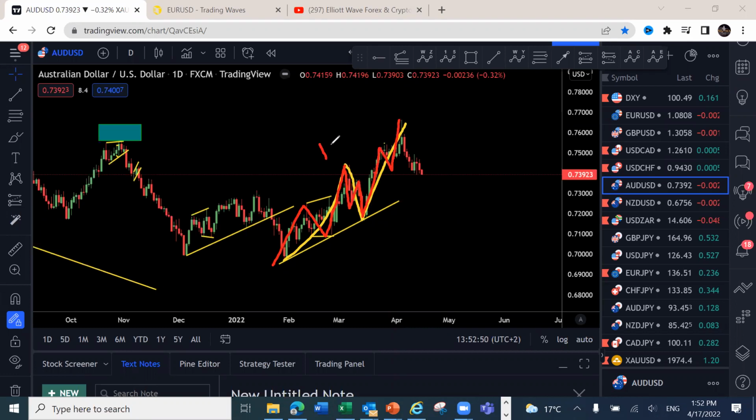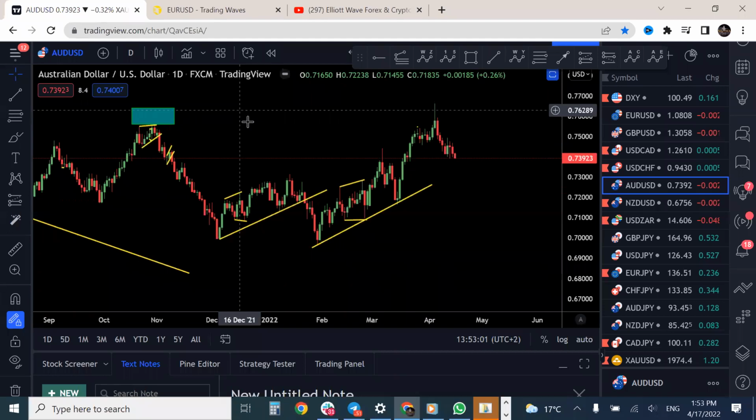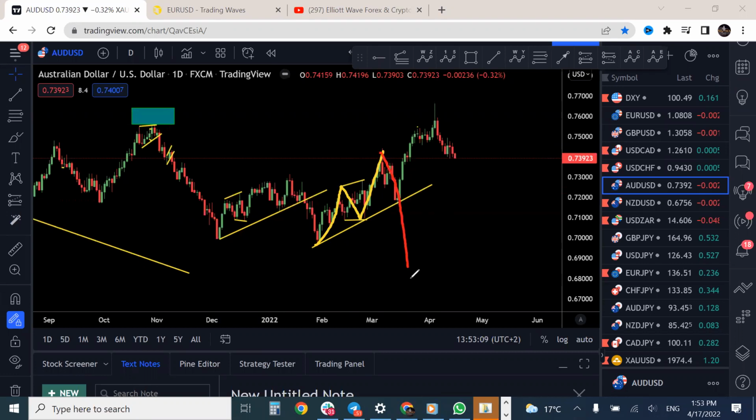Can you see here a textbook WXY plays out, gets to the blue box, and then drops, and we're expecting this drop still. Be mindful again that when this was pushing, giving us this structure, we were expecting that this would have completed here and was bearish Aussie US dollar from here.